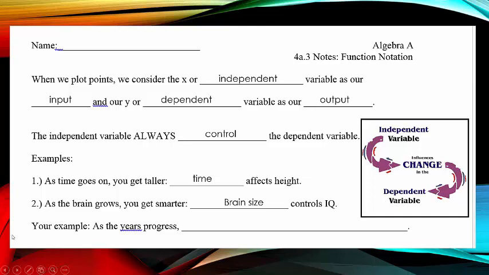So what I want you to do is I want you to come up with your own. So as the years progress, what is something that tends to happen in life? It can be anything you want. So as long as it makes sense, that's fine. So come up with your own scenario and then have a teacher check your work.